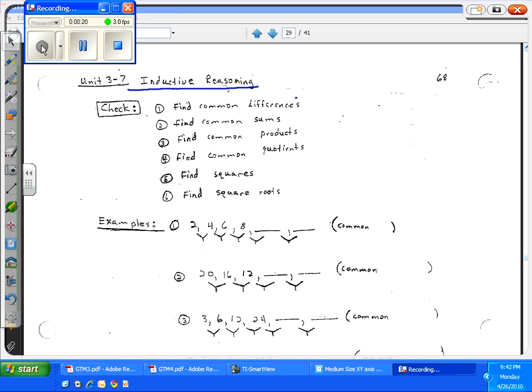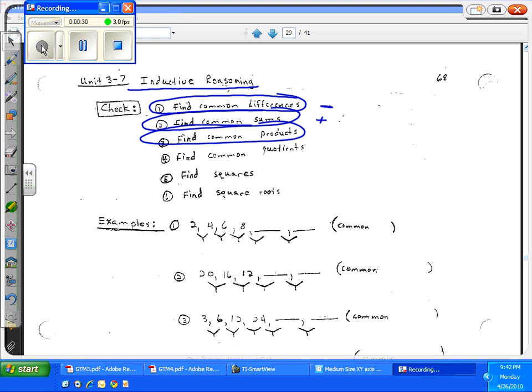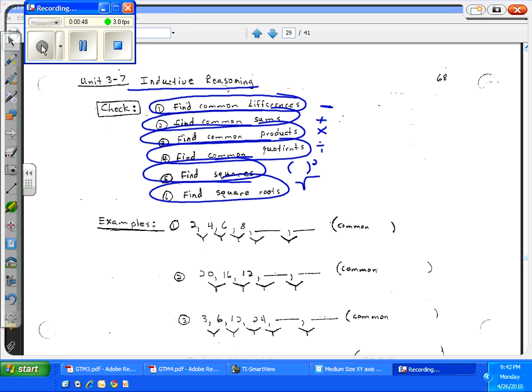What we can do is look at patterns of data and look for common differences, common sums. Difference means subtract and sum means add. Also look for common products, things you multiply, and common quotients. Check for squares. Check for square roots. So we're going to try to look at a pattern in the data and then continue that pattern to see what is next.